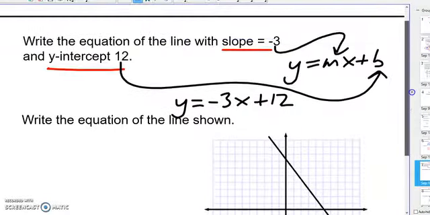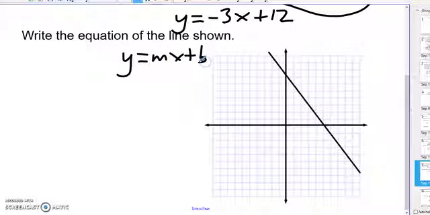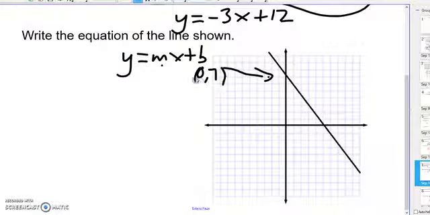So let's take a look at now this one here. Write the equation of the line shown. Now here there's lots of ways to do things. So one of those would be to use, let's say, y equals mx plus b again. And with this, now we need a slope, and we also need a y-intercept. So just reading off here, the y-intercept, this is (0, 7). So we know then our b value here is going to be 7.